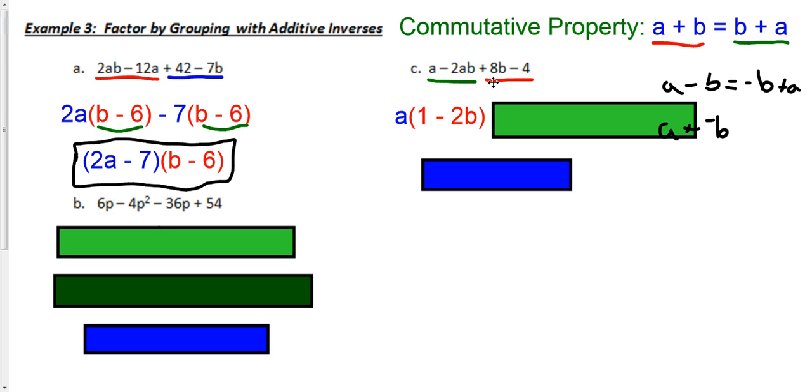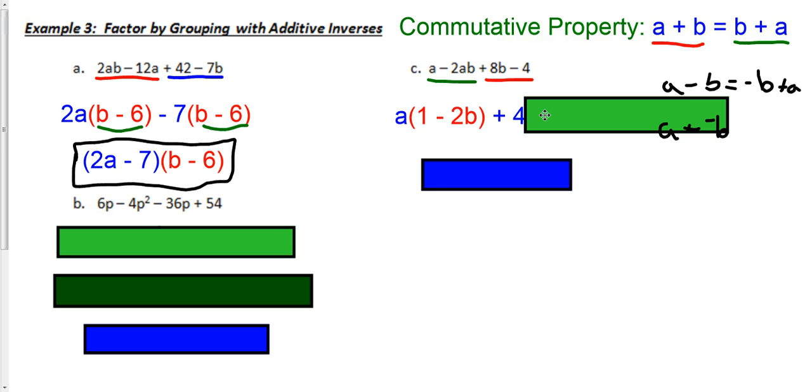Let's look at our red binomial then, our red group. 8B minus 4. Well, the best we can take out of that is a positive 4. Positive 4 times what would be positive 8B? Well, that would be 2B. Positive 4 times what would be negative 4? And that would be negative 1.